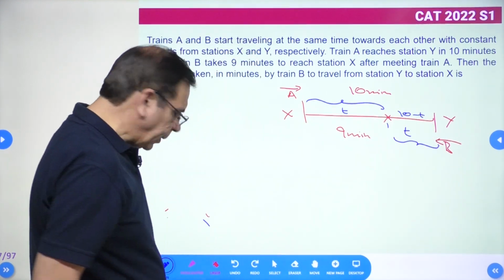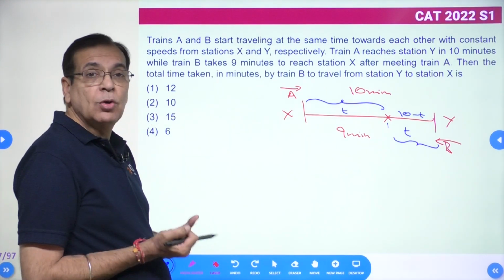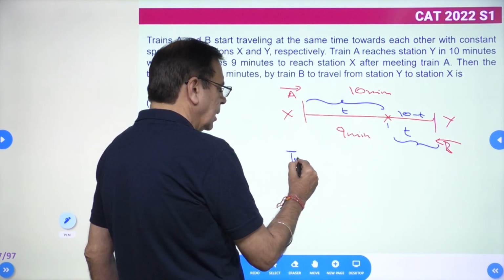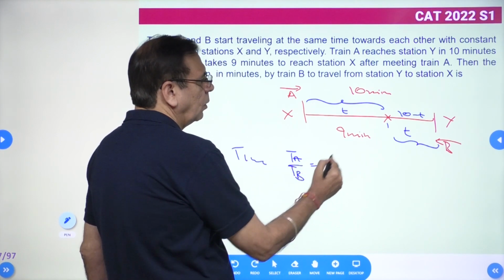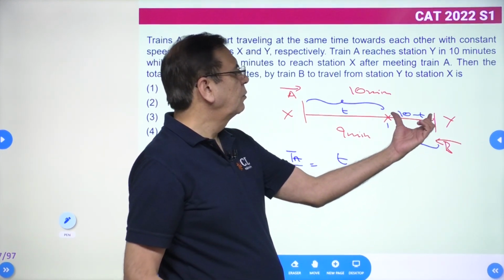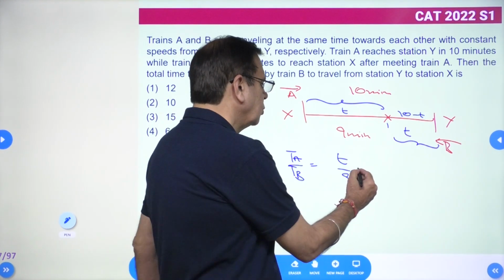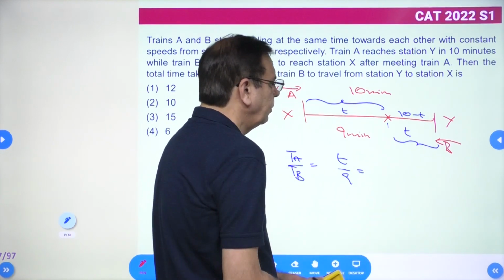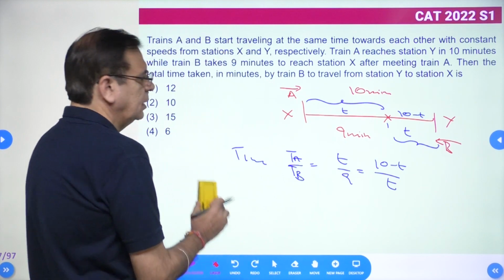Now the speeds of A and B are constant. So what does that mean? The ratio of time should also be constant. So the ratio of time for train A to train B, what is this here? It is t upon 9. This is also for the same distance. For the same distance, train A is taking 10 minus t and B is taking t. So this should be equal to 10 minus t upon t. Right? ये इक्वेशन आ गई.